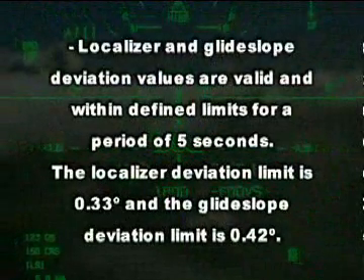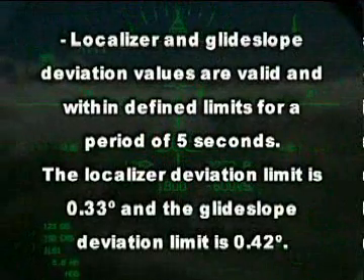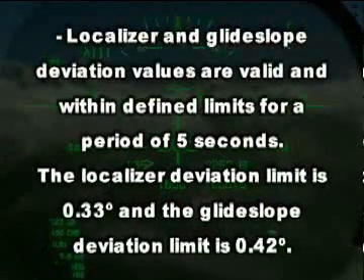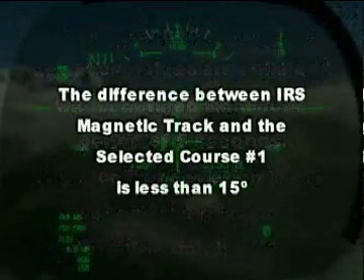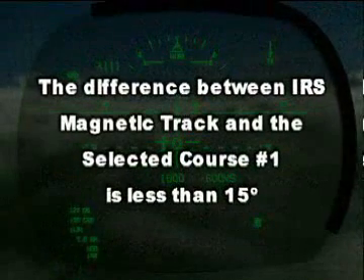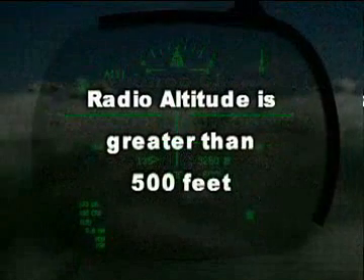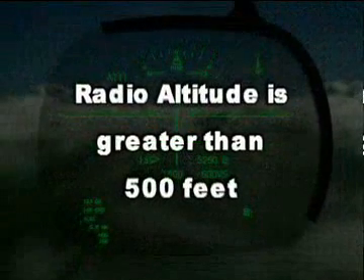The localizer deviation limit is 0.33 degrees and the glide slope deviation limit is 0.42 degrees. The difference between IRS magnetic track and the selected course number 1 is less than 15 degrees. Radio altitude is greater than 500 feet.